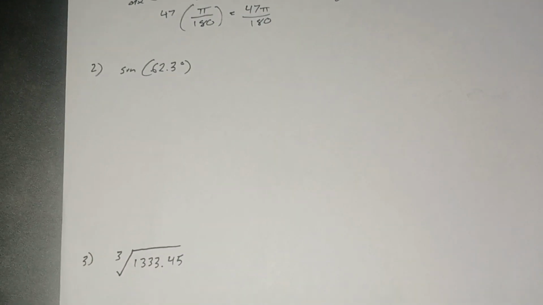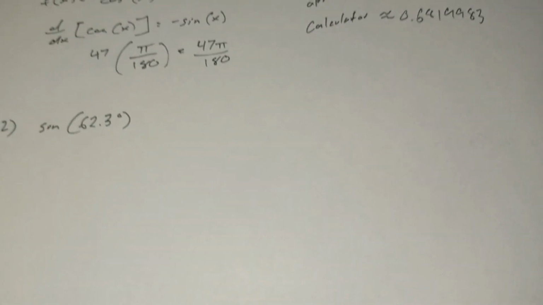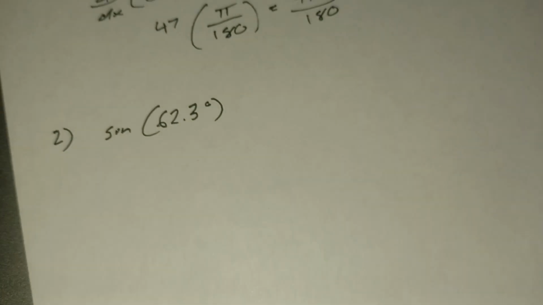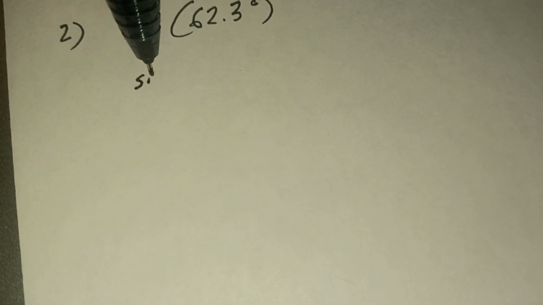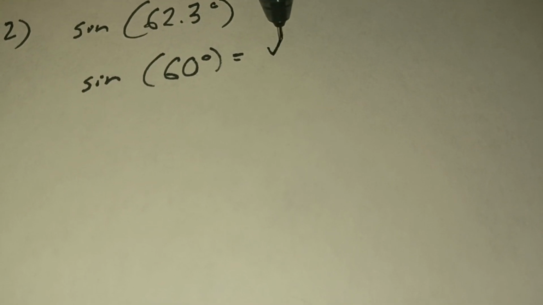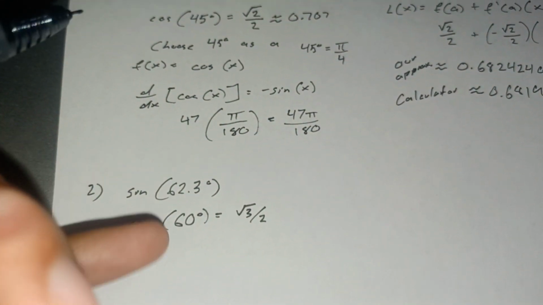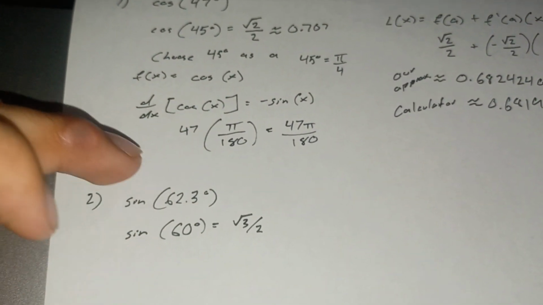Number 2 is also extremely similar to number 1, so let's go ahead and approximate that one. So sine of 62.3 degrees. It's in degrees, and remember we want radians, but let's just go ahead and do this right now. What do we already know? Sine of 60 degrees, right? And what will that give you? Sine of 60 degrees is going to give us root 3 over 2. This we already know, so we're going to use that to evaluate this.